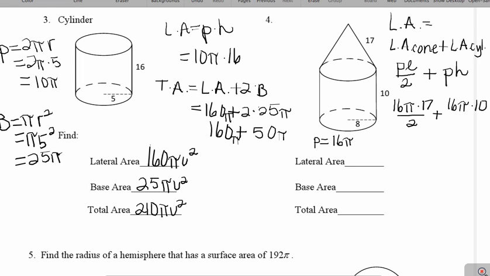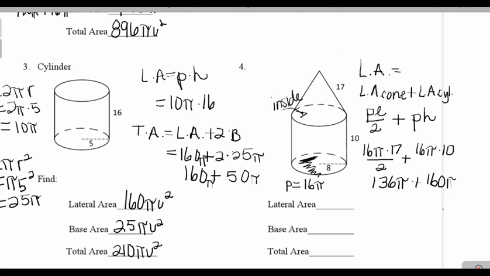So to go ahead and simplify both of these, I multiply 16 times 17 and then divide that by 2. I get the lateral area of the cone is 136 pi. Plus the lateral area of the cylinder is 160 pi. And when I add those together, I get my final answer to be 296 pi units squared as the lateral area of this shape.